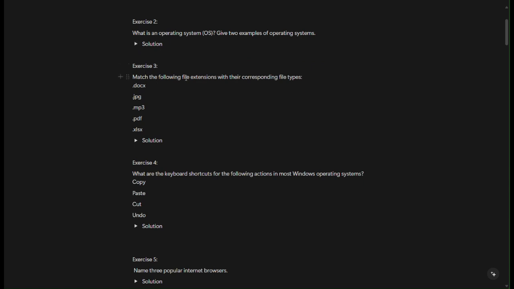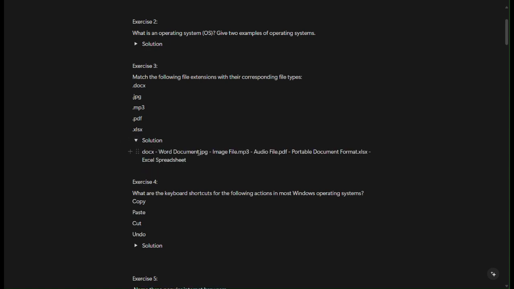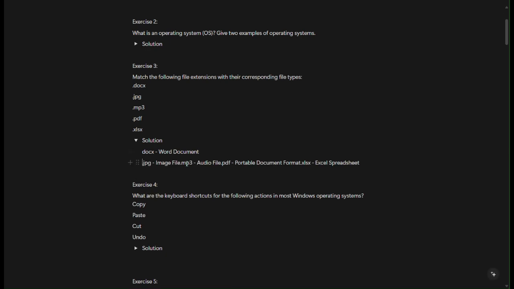Number 3, match the following file extensions with their corresponding file type. docx, it's a Word document. JPG, it's an image file. MP3, it's an audio file. PDF, it's a portable document format. And XLSX, it's an Excel. And this is the solution.